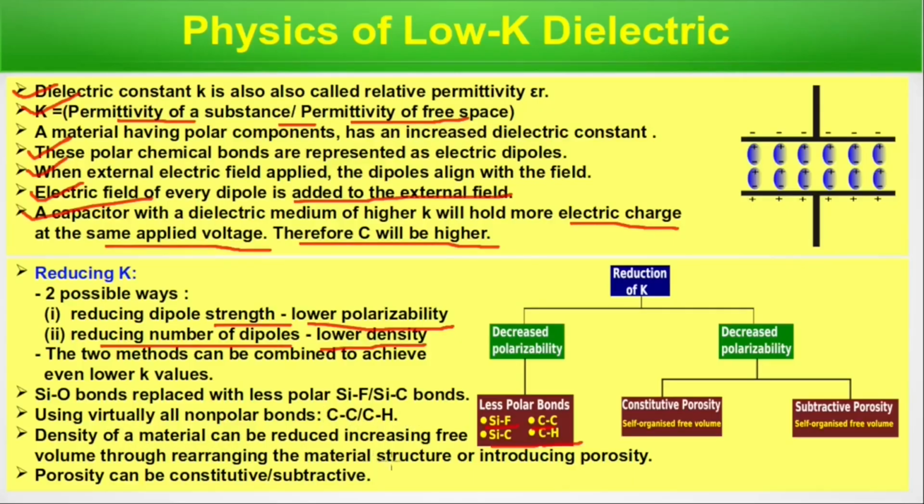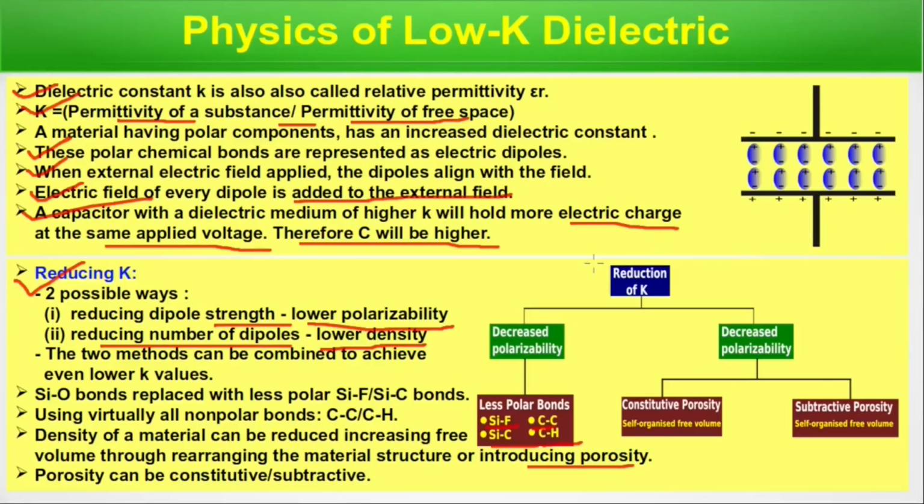Now, density of material can be reduced by increasing free volume, through rearranging the material structure or introducing porosity. If the material structure is rearranged, that can change the porosity. Constitutive and subtractive, two types of porosity are there. So, decreasing polarizability and decreasing density. There is a small mistake on the slide. It should be decreasing the density. If we reduce the dipole strength by changing more polar bonds to less polar bonds, that will reduce the polarizability of the material. That way we can reduce the K. Another is if we decrease the density by increasing the porosity, that can reduce the K. So these are the methods by which the dielectric constant can be reduced.